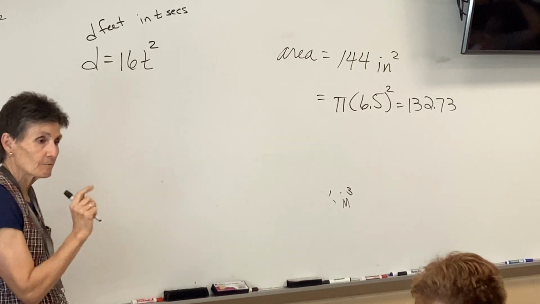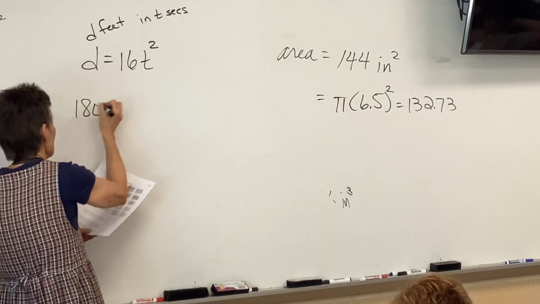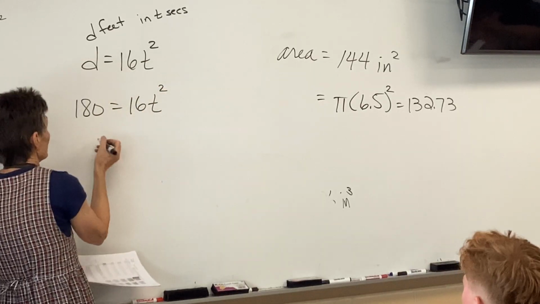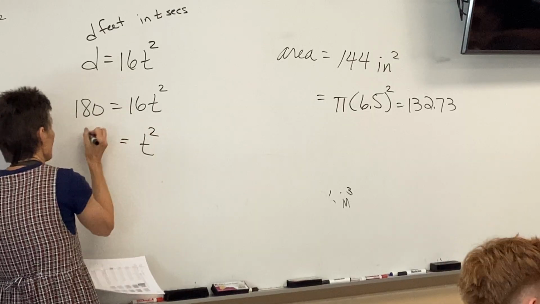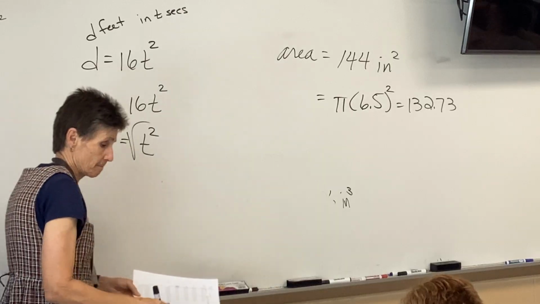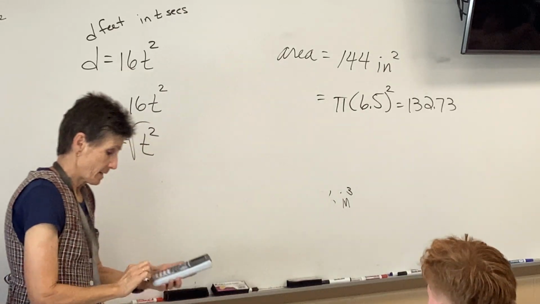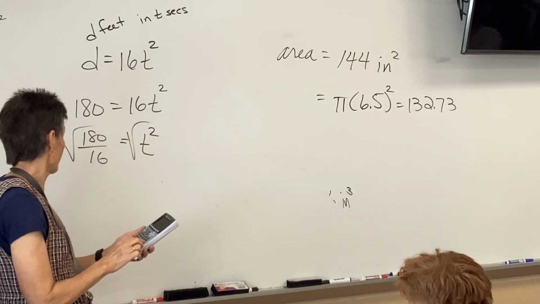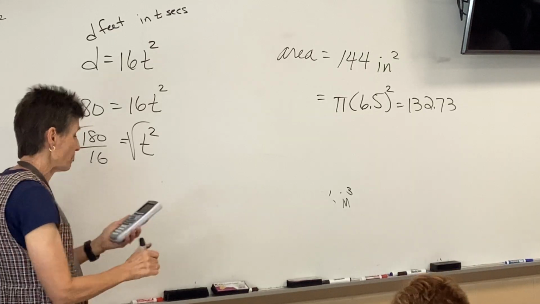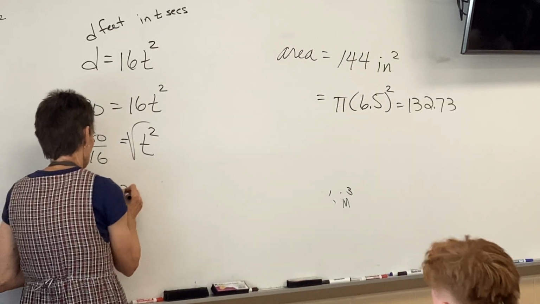Okay. Plug in, very good, so 180. It's 16 t squared, then you divide, and then you square root it, whatever that is. How long will it take? About 3.35 seconds.